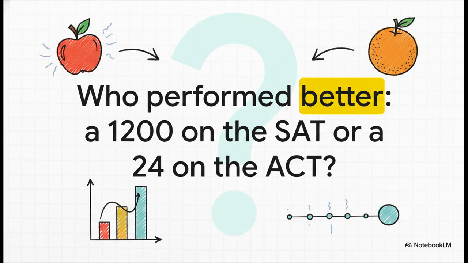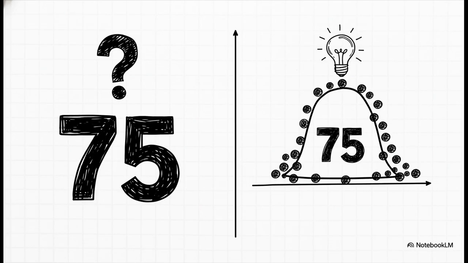Well, this is exactly the kind of question we're going to answer. And that's because raw scores can be seriously misleading. The secret isn't in the number itself, but in where that number stands compared to everyone else. And this is the core idea of what we call relative position.